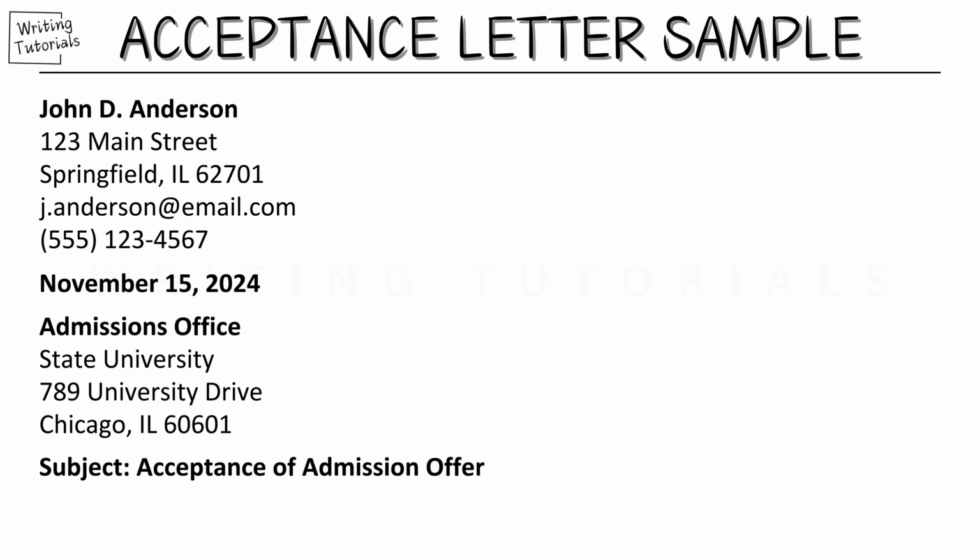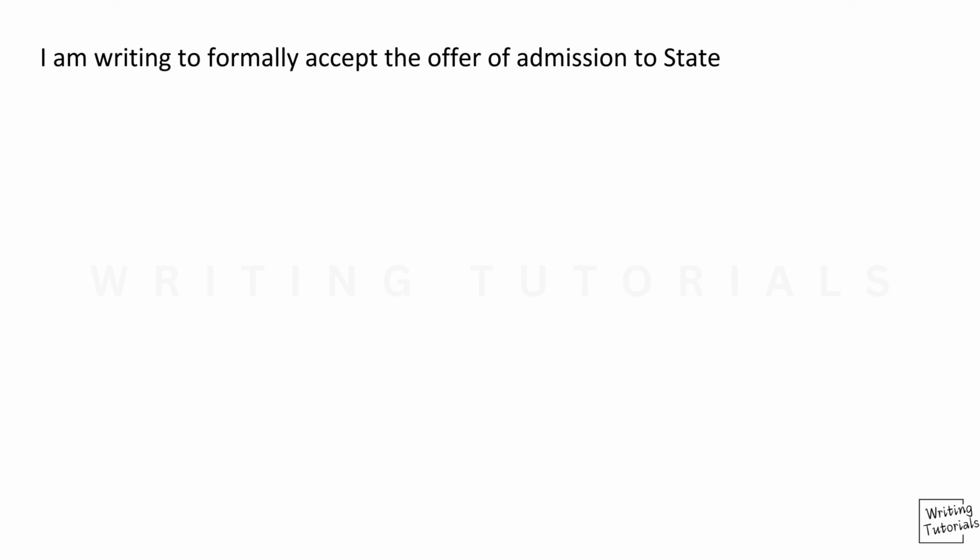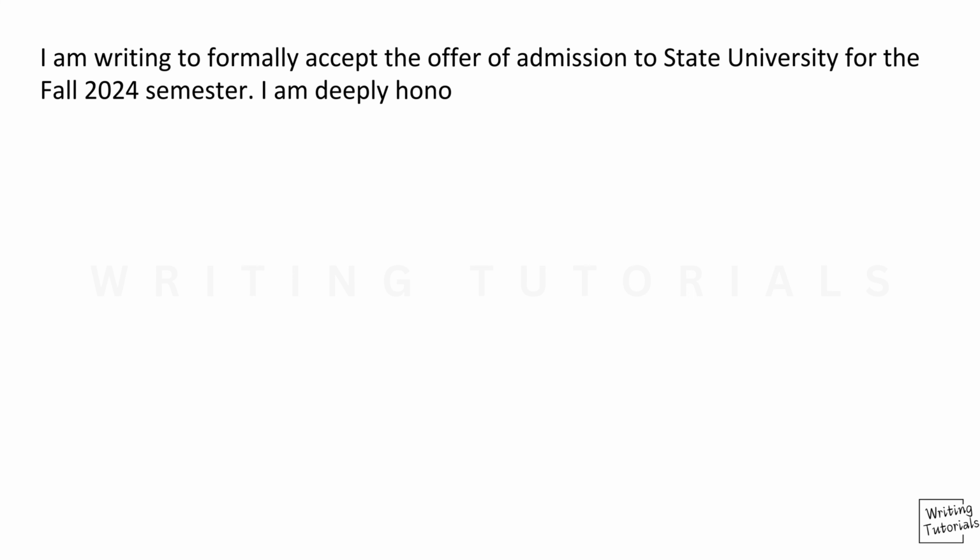Greeting and opening paragraph. Show gratitude. The letter begins with a professional and respectful greeting. Dear Admissions Committee. Then comes the opening paragraph. I am writing to formally accept the offer of admission to State University for the fall 2024 semester. I am deeply honored to have been selected to join such a prestigious institution, and I am excited to begin my journey as a member of the State University community.